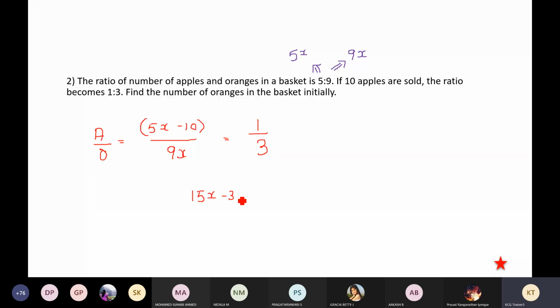And when you equate them, what do you get? 15x minus 30 is equal to 9x. So 6x is equal to 30. So the value of x is equal to 5. Clear, people? The value of x is equal to 5.